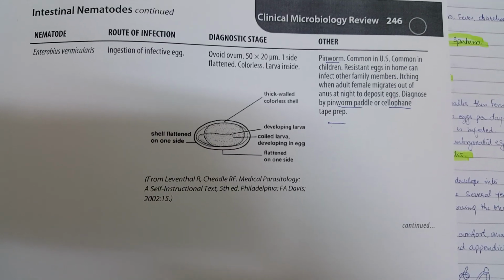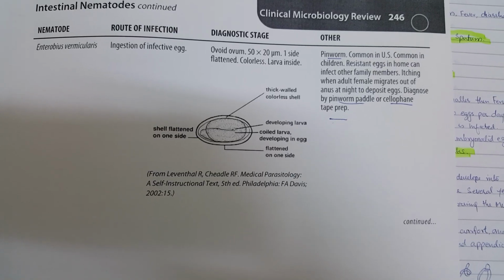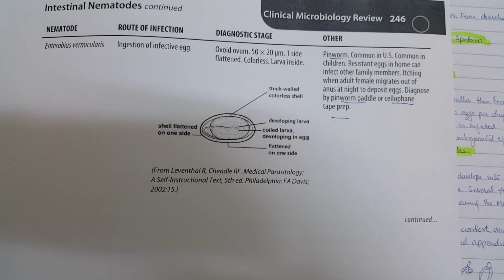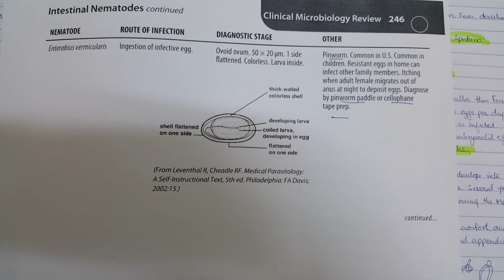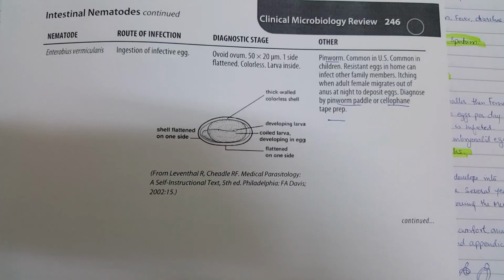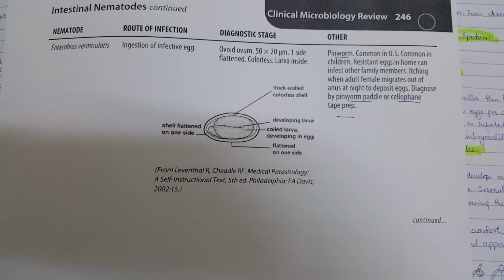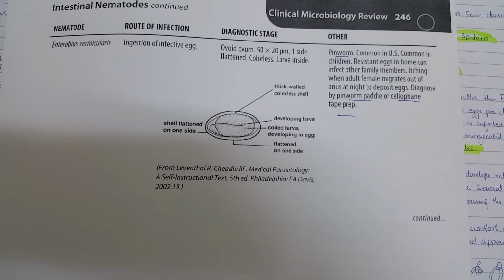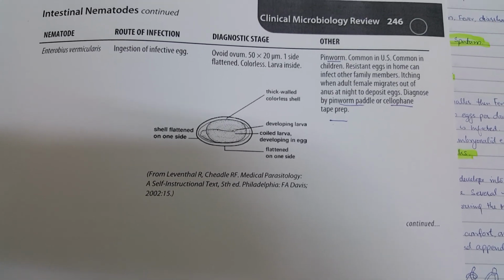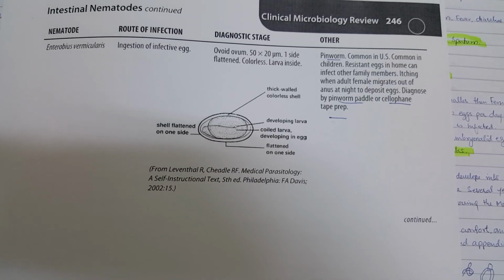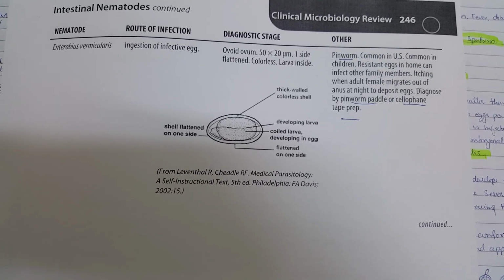Another intestinal nematode is Enterobius vermicularis, and the route of infection is ingestion of infected eggs through contaminated water and food. Its diagnostic stage is a wide ovum, 50 to 60 micrometers, with one side flattened and colorless larva inside. It's a pinworm, common in the US and common in children. Resistant eggs in the home can infect other family members.